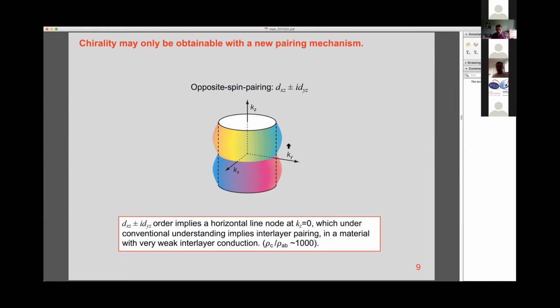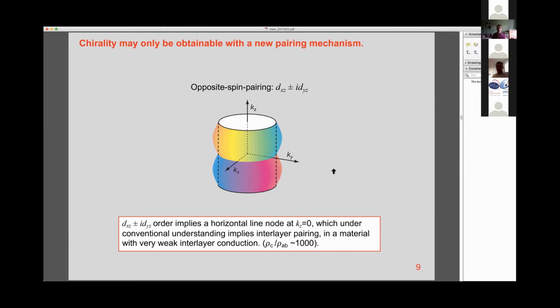What's problematic with this order parameter is it has this line node at kz equals 0, the symmetry-imposed line node. And that means that the pairing in conventional understanding would be dominated by interlayer interactions. And this is really unexpected because the interlayer interaction is weak. As I told you earlier, the ratio of the resistivities is about a factor of 1,000.